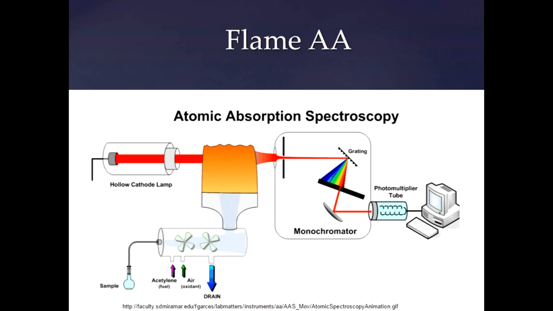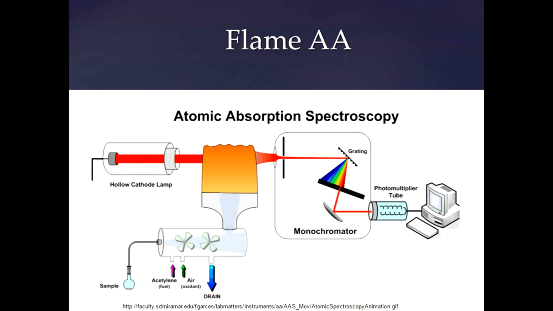Flame atomic absorption spectroscopy is a useful quantitative chemical method for determining unknown concentrations of many elements such as iron. A flame AA instrument consists of 6 distinct parts: a hollow cathode tube, an atomizer, a nebulizer, a diffraction grating, a monochromator, and a photomultiplier.